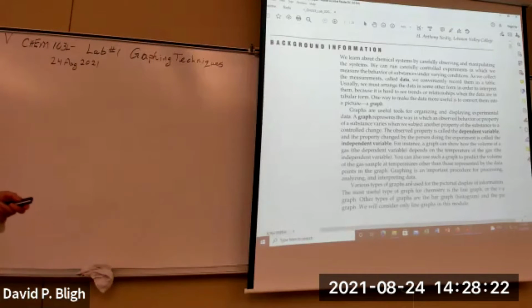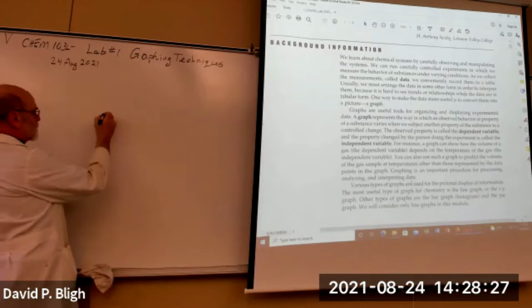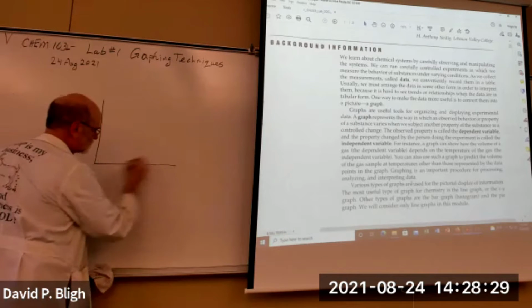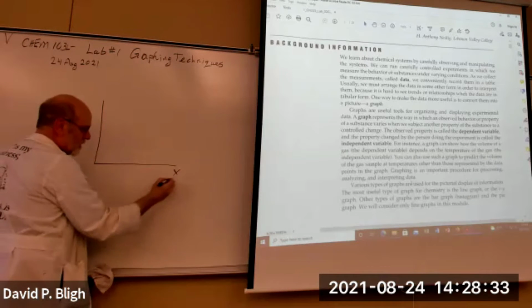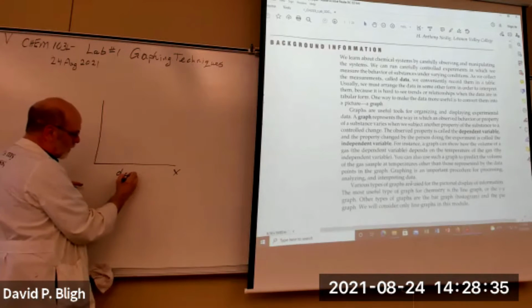Okay, so let's see. All right, so one other thing about this graphing system is it's customary for the x-axis to be the dependent variable.